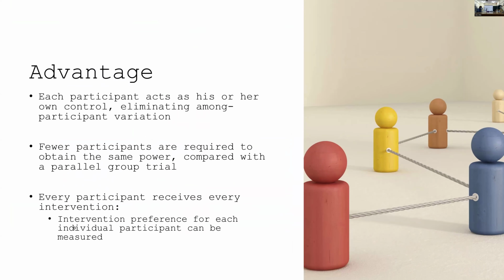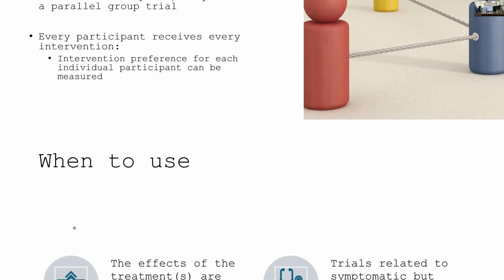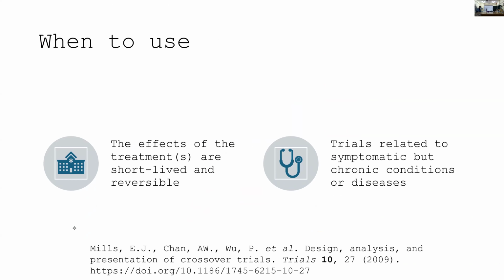So what's the advantage of a crossover trial? First, each participant acts as his or her own control, so it eliminates among-participant variation. The second advantage is you need fewer participants to obtain the same power compared with the parallel group trial. And the other advantage is because every participant receives every intervention, each individual participant's preference can also be measured in these kind of trials.